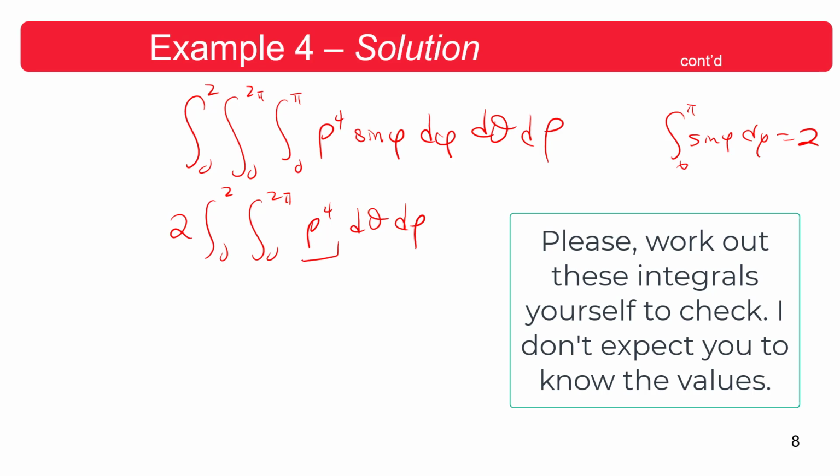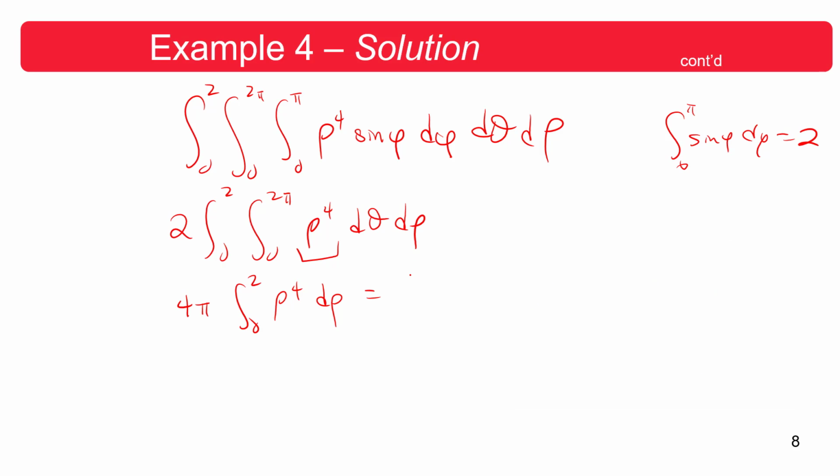Well, there's no theta in here, so we're just going to end up multiplying by 2 pi. Integral of rho to the 4th from 0 to 2, and rho to the 5th over 5. You plug in 2 and you get 32 fifths. 32 times 4 is 128. So there we go. 128 pi over 5. Very simple integral, because we used spherical coordinates.